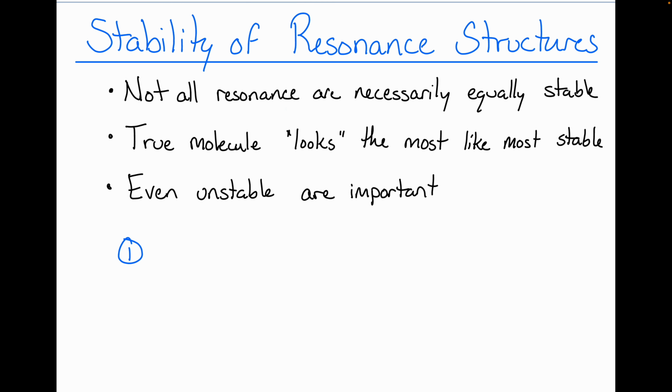Okay? So important things to consider when we're talking about the stability of these resonance structures. The most important thing is that your most stable resonance structure is the one where everybody has a complete octet.